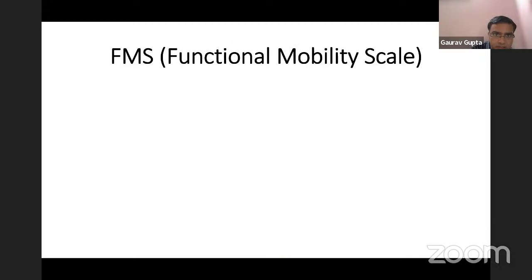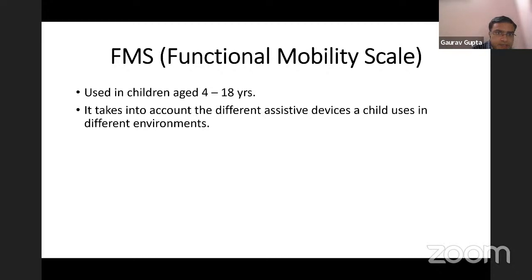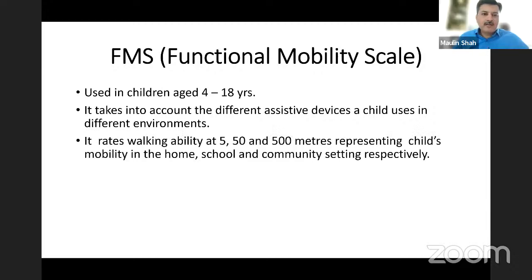Then there is the Functional Mobility Scale, which was given by the Royal Children's Hospital in 2004. It's a bit more zoomed-in function assessment. It is used in children between age 4 to 18, and it takes into account the different assistive devices a child uses in different environments.